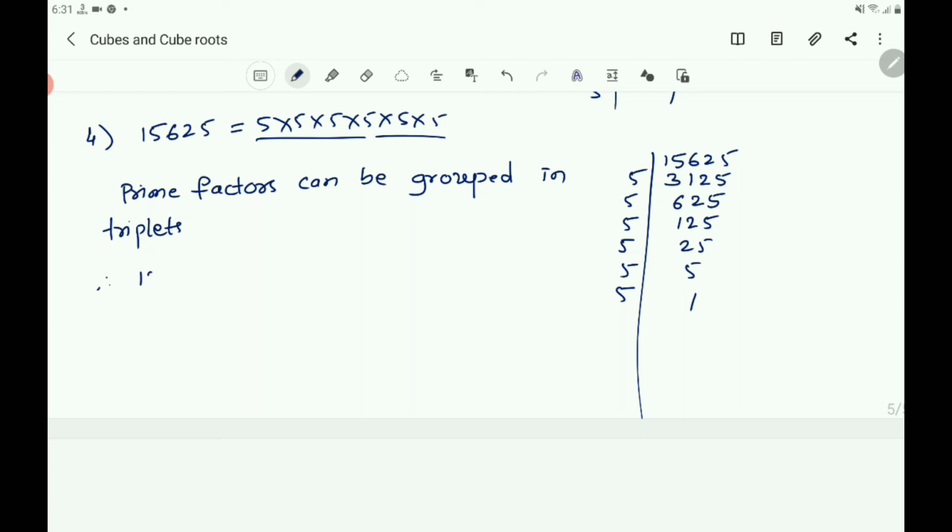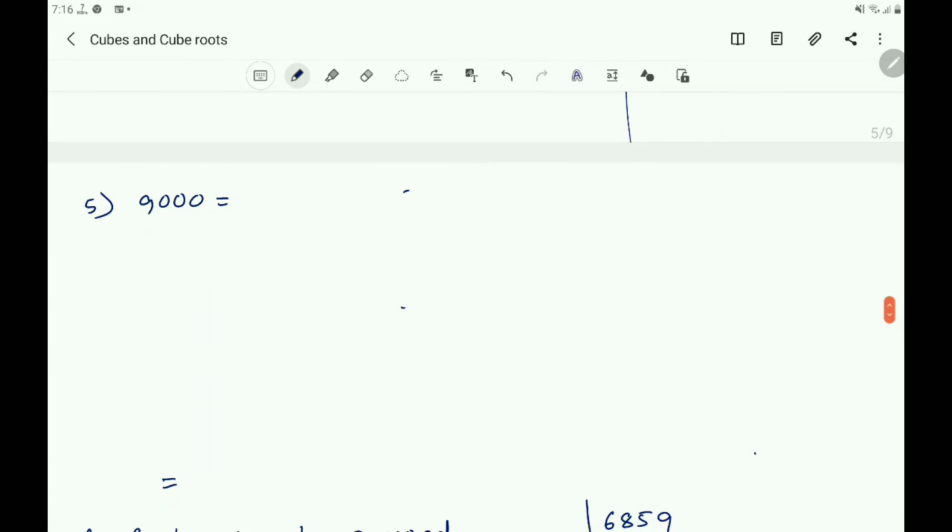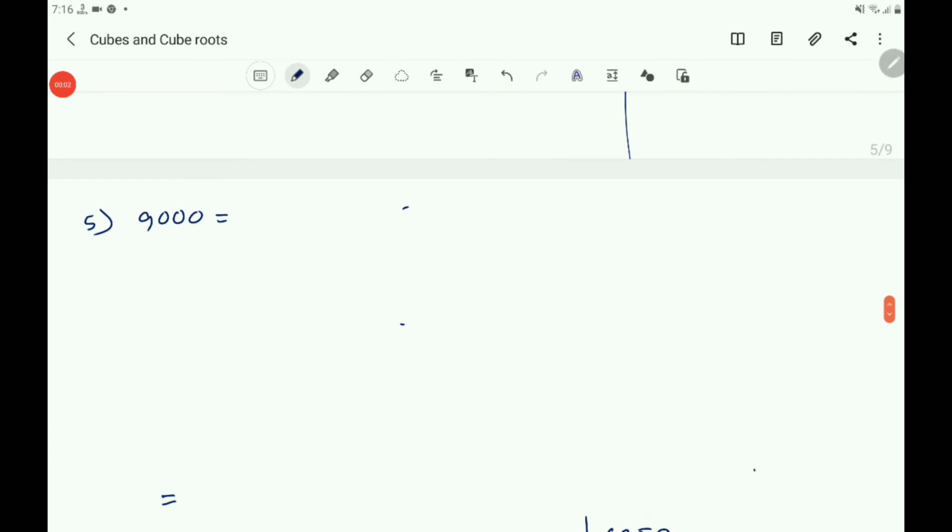Therefore 15,625 is a perfect cube. Next, find the prime factors of 9,000.